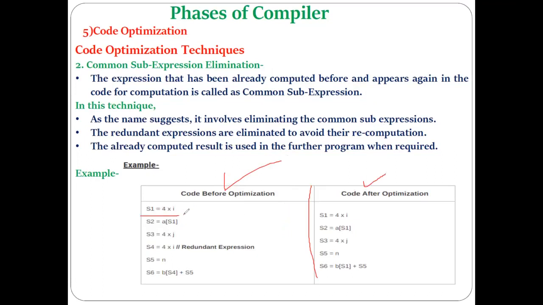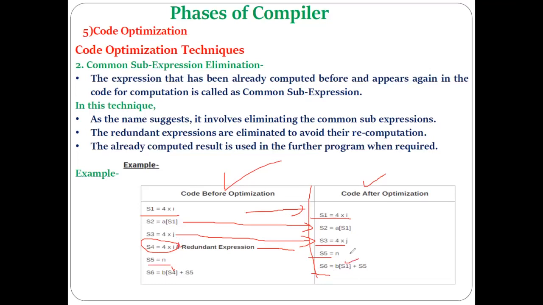Let's see. This we have written as it is. Then s2 equal to a of s1, this is also as it is. Then s3 equal to 4 into j, that you can also write as it is. And s4 equal to 4 into i, now this is redundant. There is no need to write it again. So this is eliminated here, and directly we have written s5 equal to n, and s6 equal to b of s1 plus s5. Because we have eliminated s4, you cannot write s4 here. So instead of that, you write s1.